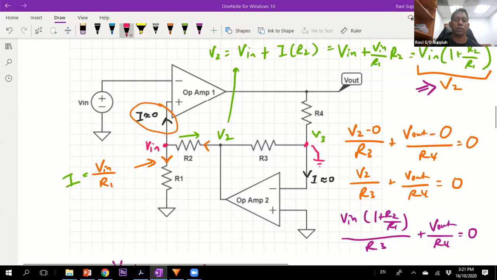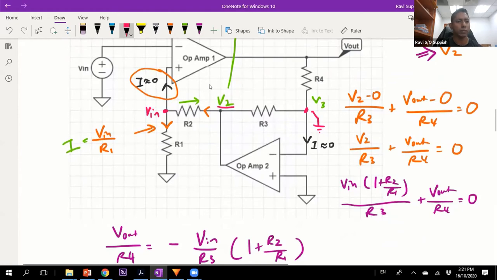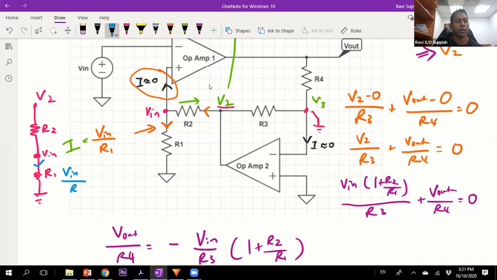Okay, V2 is basically the node over here. Okay, and this is basically, okay, so if you imagine as a normal circuit divider, if I have V2 over here and I have R2 and then I have another V in and then I have R1 and this is ground. Okay, and if I tell you that the current flowing here is V in over R1, correct?